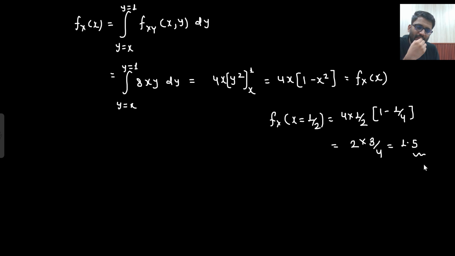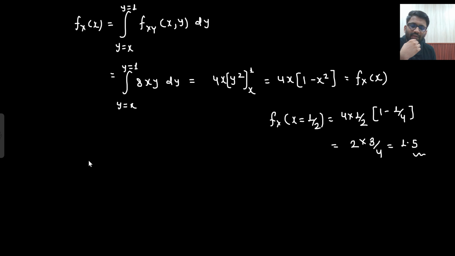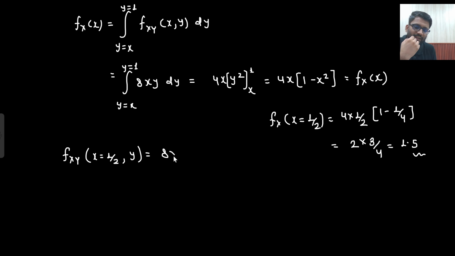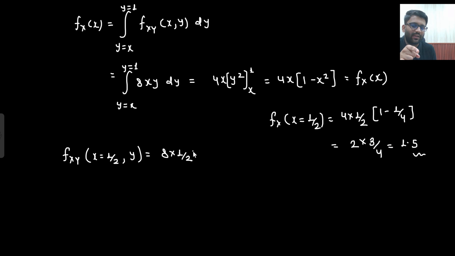1.5, right? And in this question, if you put x equals 1 by 2, what will you get? Basically, what is the value of f(x,y)? X equals 1 by 2 you need to put, and in place of y you keep y only. So that is 8, x value 1 by 2, and I need to check whether x takes the value 1 by 2 or not. Yes, it takes. The value of x goes from 0 to 1, so yes, it takes the value 1 by 2.